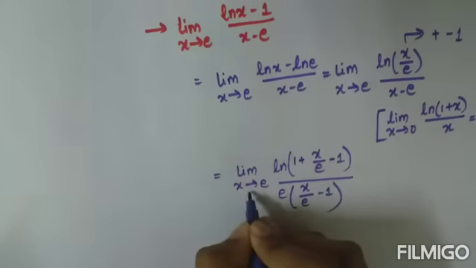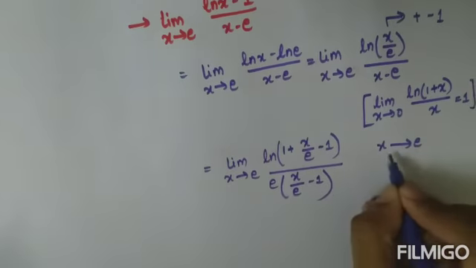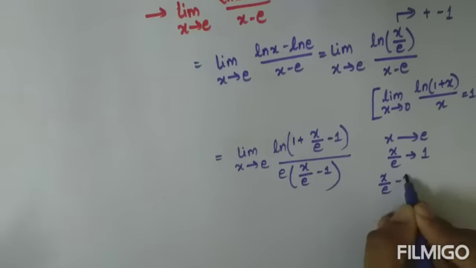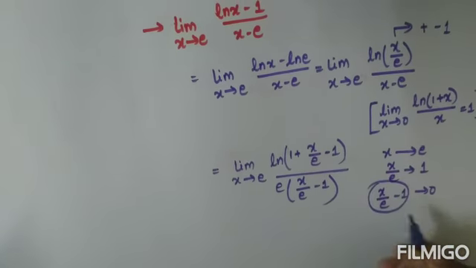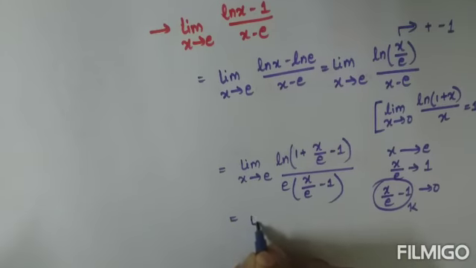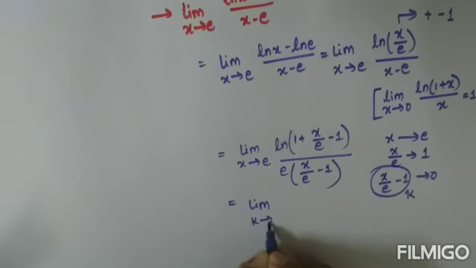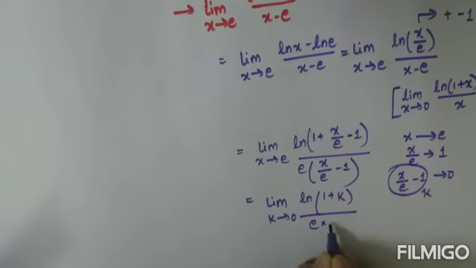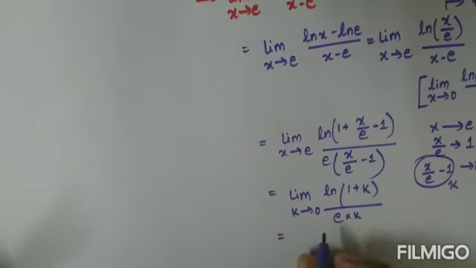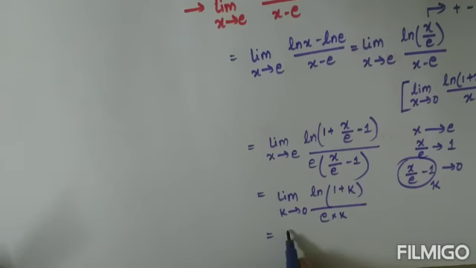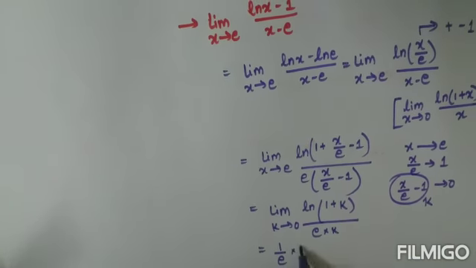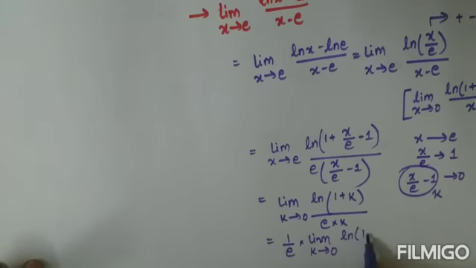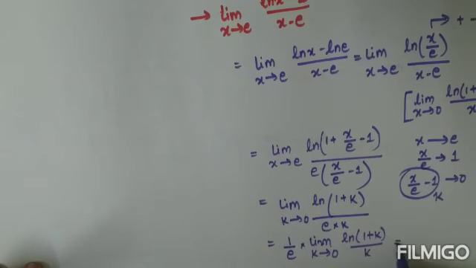According to the question, x tends to e. That means x by e tends to 1. So x by e minus 1 tends to 0. If we take this as k, we can write this as limit k tends to 0 of ln 1 plus k by e into k. By the algebraic properties of limits, this turns out to be 1 by e times limit k tends to 0 of ln 1 plus k by k, which is equal to 1 by e.